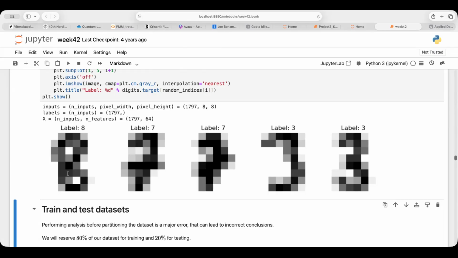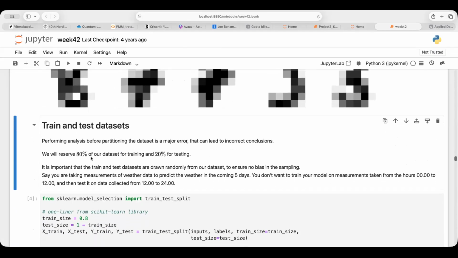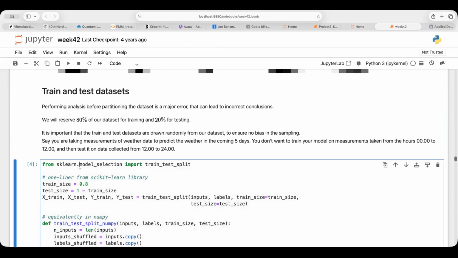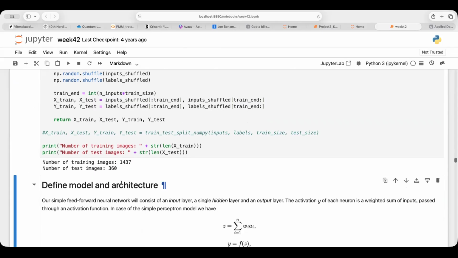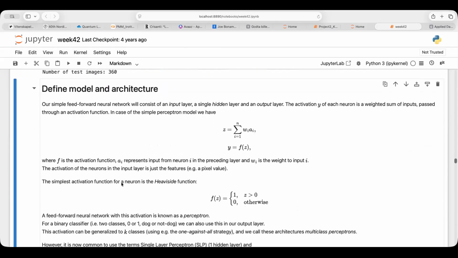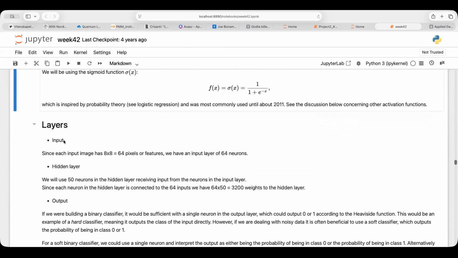So this is a data set we are going to train. And then you can see that we do the standard 80% for training and 20% for test. In that case, you see now that this is the data set we are setting up, 1400 for training and 360 for testing. And then you need to define the architecture. And we are going to look at the input layer, which now has 8 times 8 equal to 64 pixels.